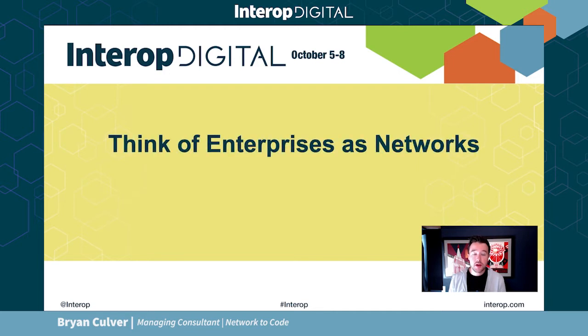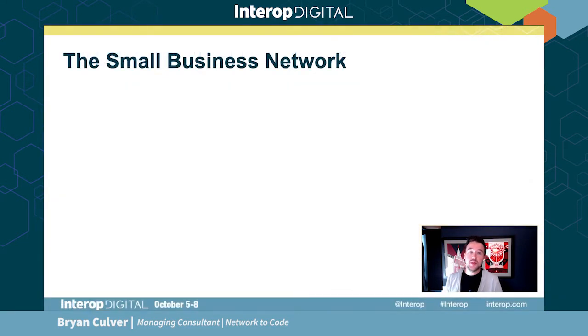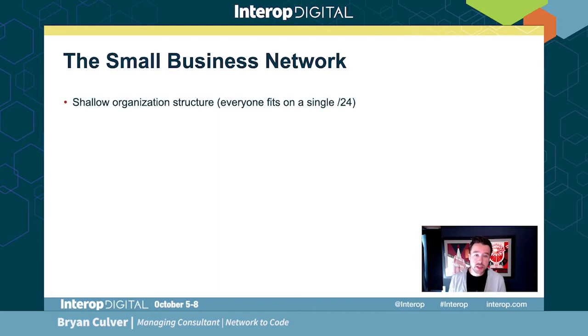Because I want you to think of enterprises as networks. People are switches and routers, processes are protocols and schemas. So what does a small business network look like? The human network. Well, you have a shallow organization structure. Everyone fits on a single /24.